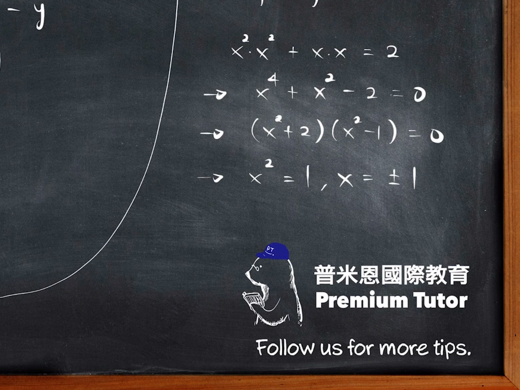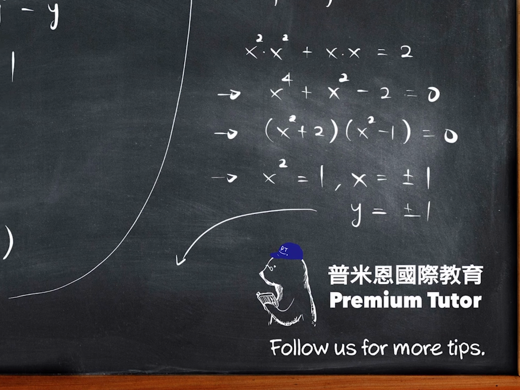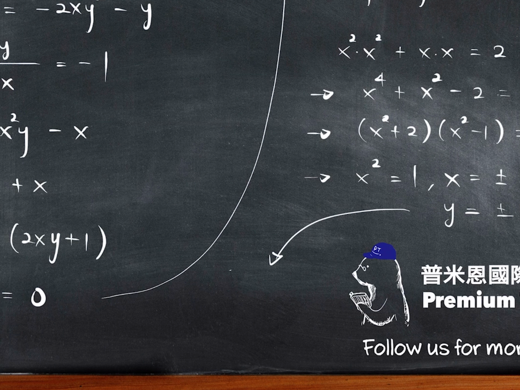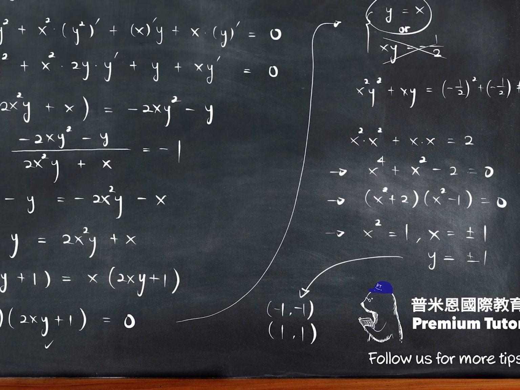If x equals 1, that means y equals 1. And if x equals -1, that means y equals -1, because y equals x. The answer is -1, -1, and 1, 1. So that's how you solve this AP Calculus question.